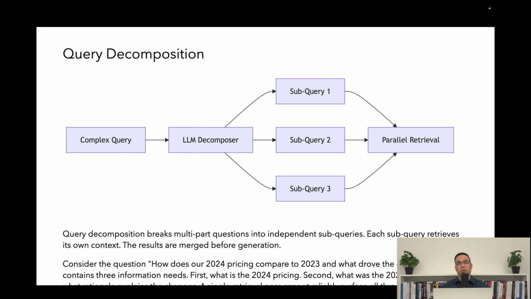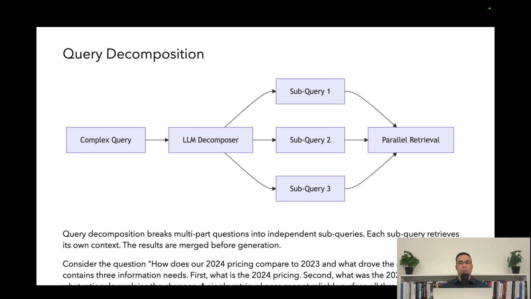The decomposition process uses an LLM to identify distinct information needs and generate a subquery for each. The prompt asks the model to break down the question into independent searchable queries. Then we run parallel retrieval for all subqueries simultaneously. This minimizes the latency impact. Each subquery returns its own set of chunks. We merge the results, remove the duplicates, and assemble the combined context for generation.